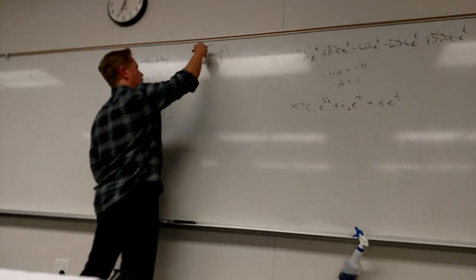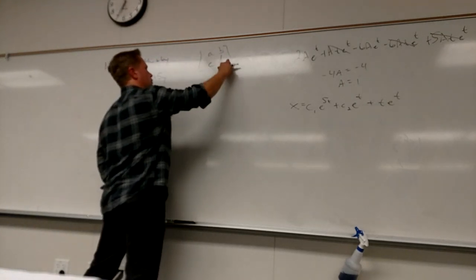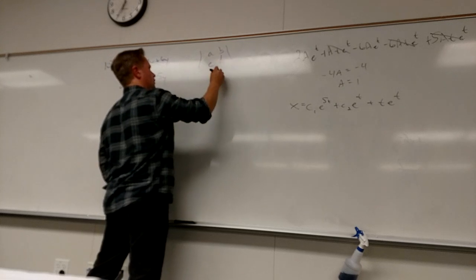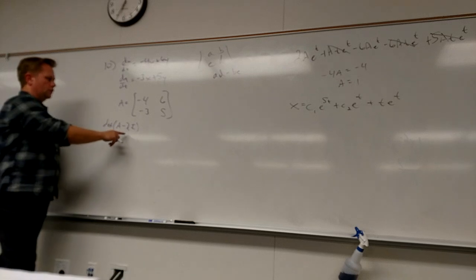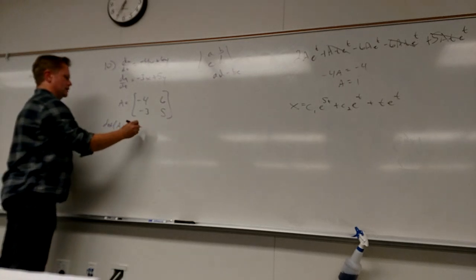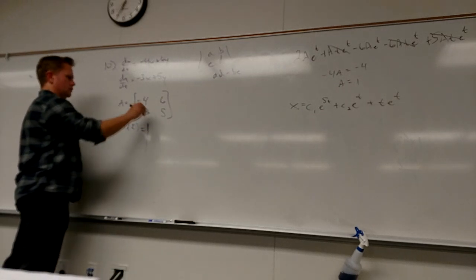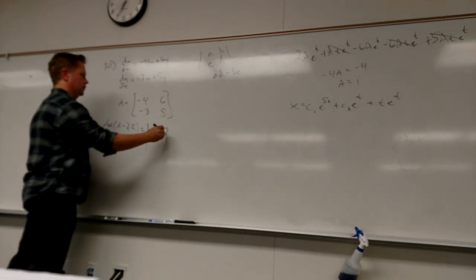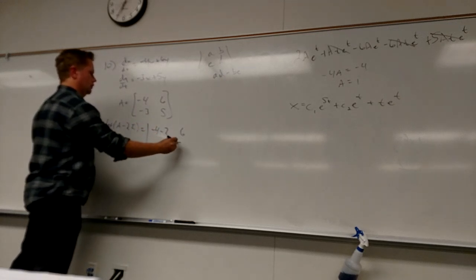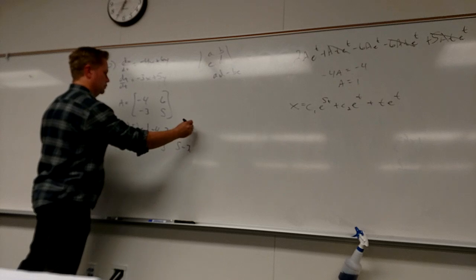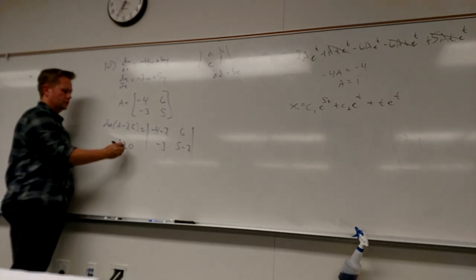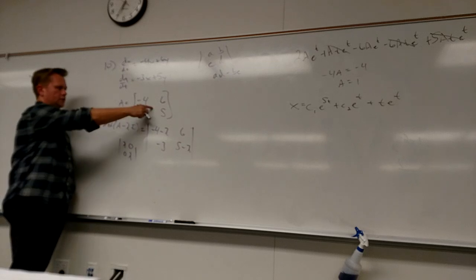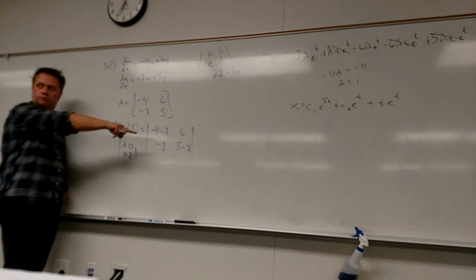So what's this determinant? Right, determinant form. AD minus BC. So A minus lambda I, that would be negative 4 minus lambda, 6, negative 3, 5 minus lambda, determinant. Because lambda I would just be lambda, 0, 0, lambda. So if I take that minus this, I get that.